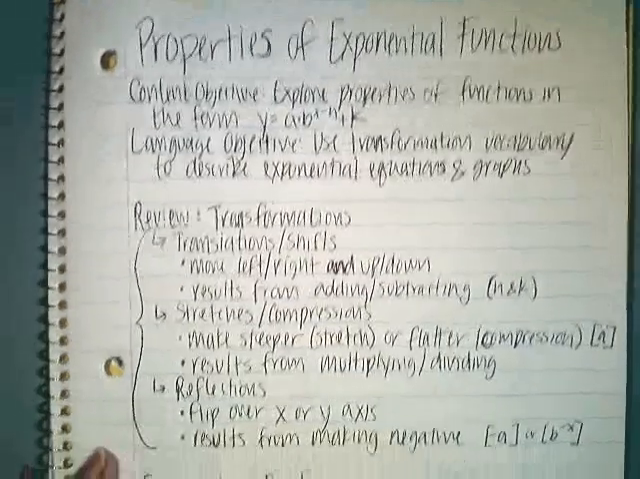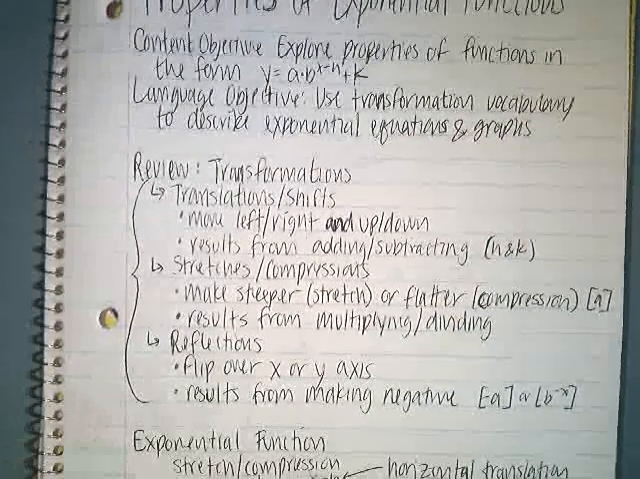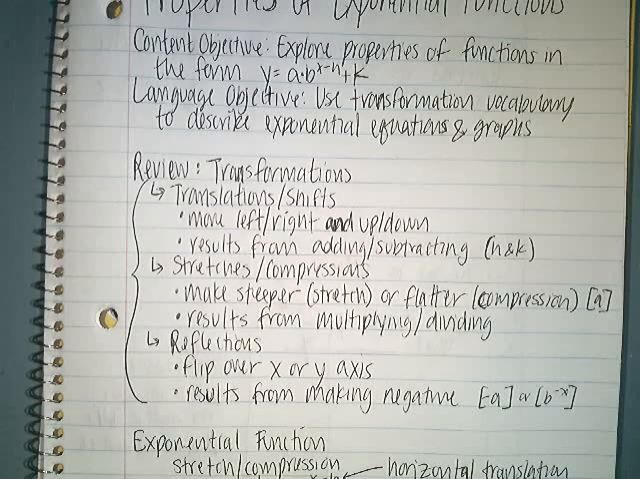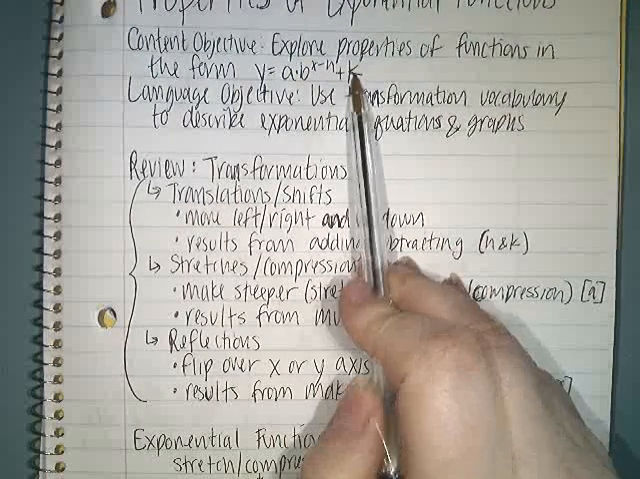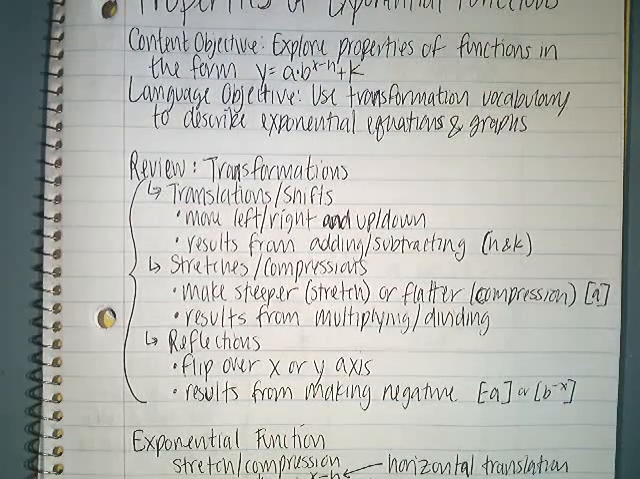So before we delve into that, the first thing I want to do is review transformations because I'm guessing a lot of you have forgotten these. So transformations are the ways we can take a parent function, the simplest version of a function, and move them around to get all the other functions in that family. So we can take a simple function, apply all these things to it, so a, h, and k, and we can get a whole mess of other functions.